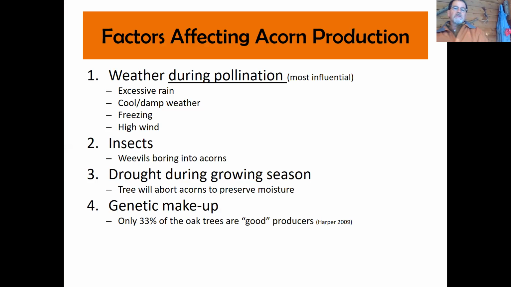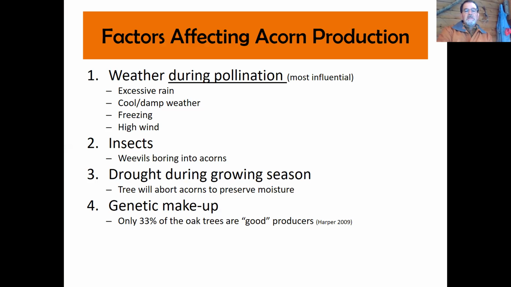Well, what factors affect acorn production? Theories are all over the place. We try to summarize it for you. The main thing, number one, is weather, and that's specifically weather during the pollination season. This is the most influential. In other words, spring weather.